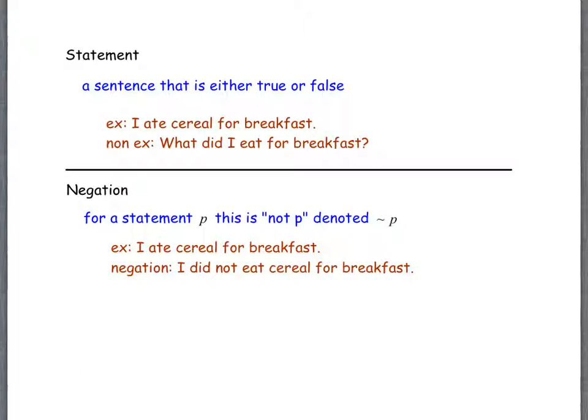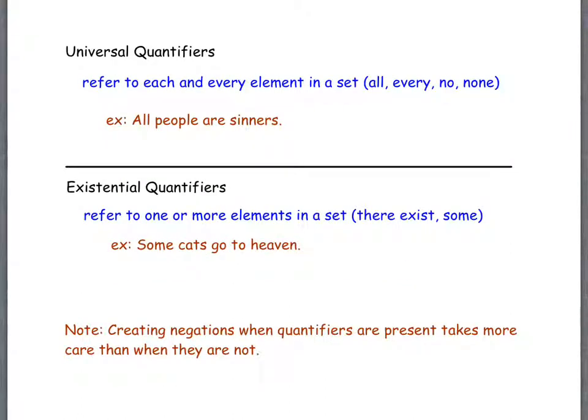But notice what it isn't. It isn't, I ate eggs for breakfast. Right? Those are two different statements, but they're not opposites of each other. Now, it's not always that clear how to change something into its opposite. This one was really straightforward. I simply put the word not in. But if you actually have a couple of different kinds of quantifiers in there, it complicates things.